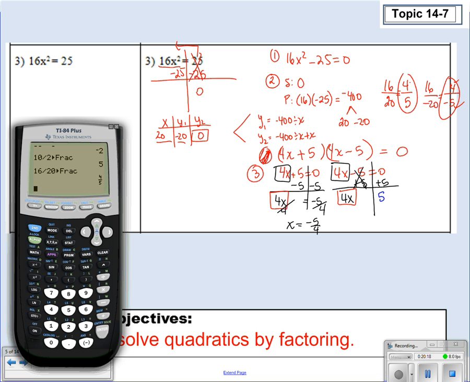Now we want to get rid of the number in the box. That means we must divide. We divide by 4. 4's cancel. We're left with the x. It equals 5/4. So our two answers are x equals a negative 5/4 and x equals a positive 5/4. This is the solution to our quadratic.